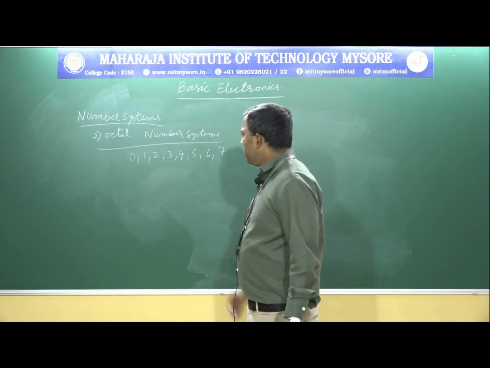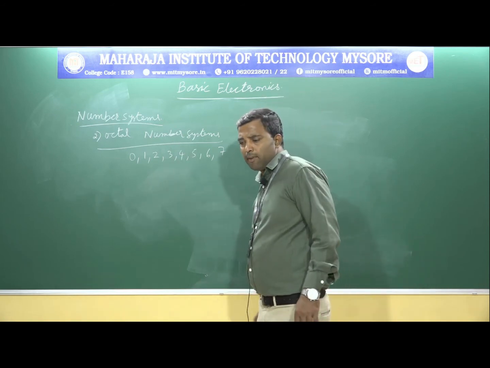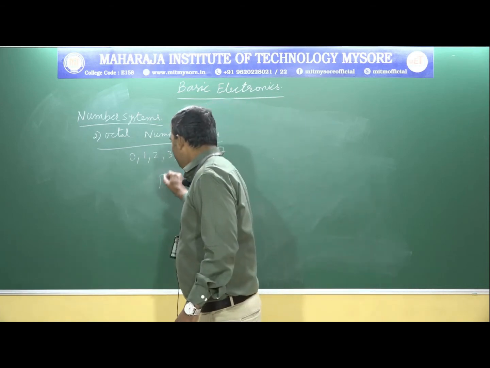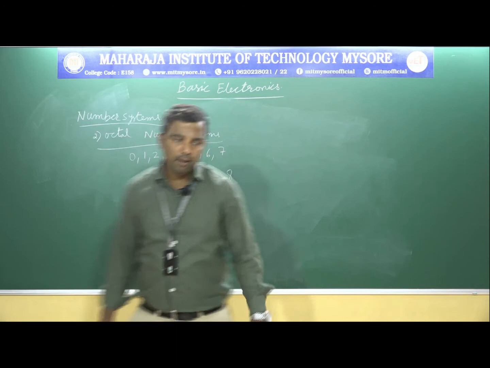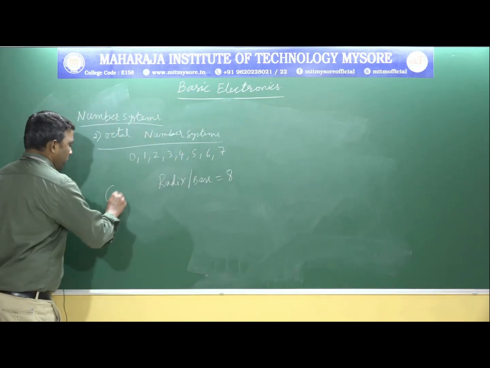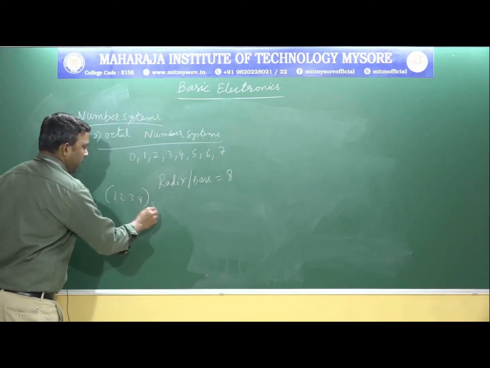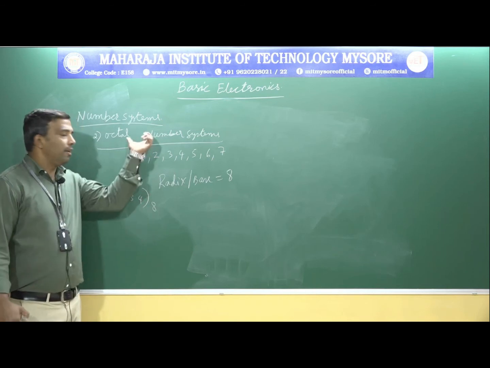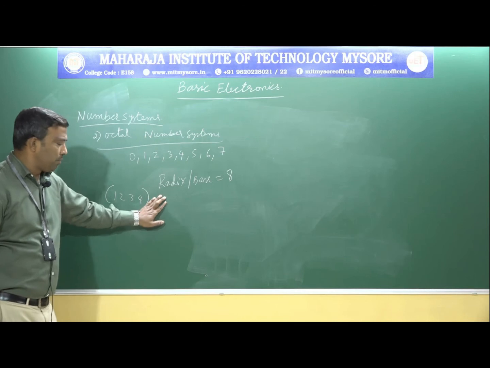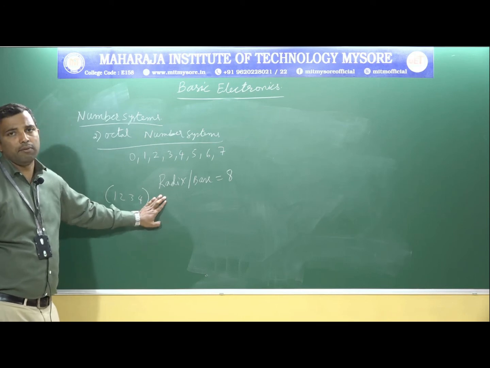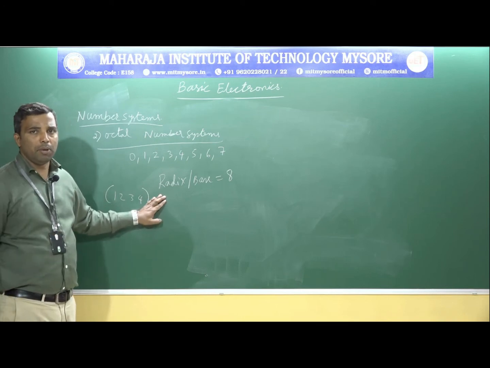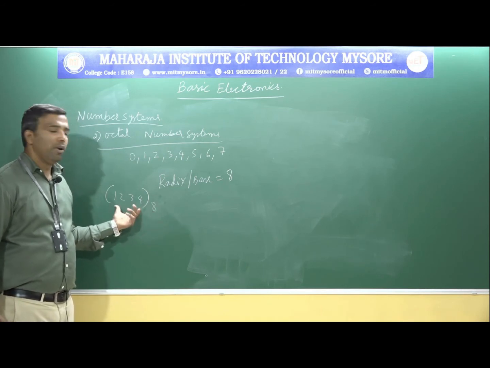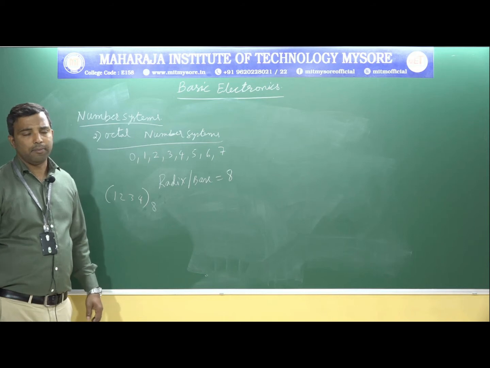In this octal number system, the radix or the base is 8. For example, 1234 with base 8. This is an octal number. If you do not represent the base as 8, we cannot say which number system this number belongs to. If you represent the base as 8, then only it belongs to the octal number system.